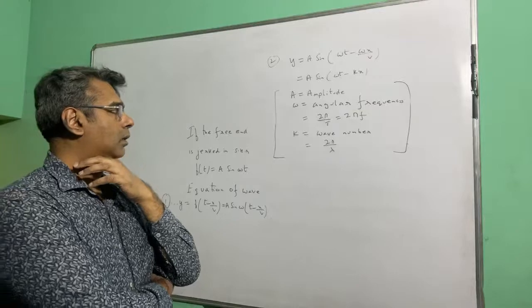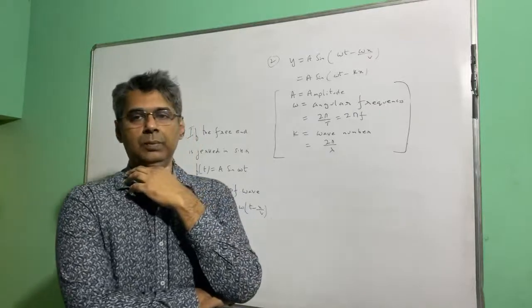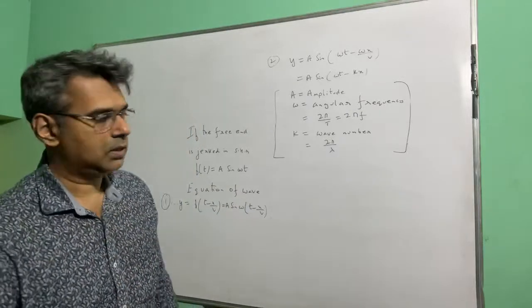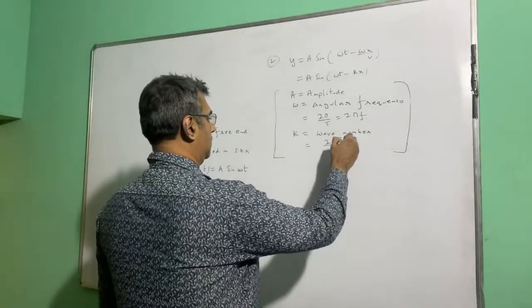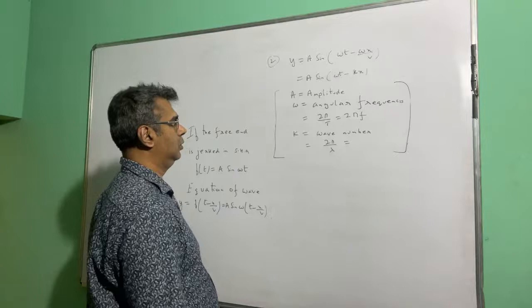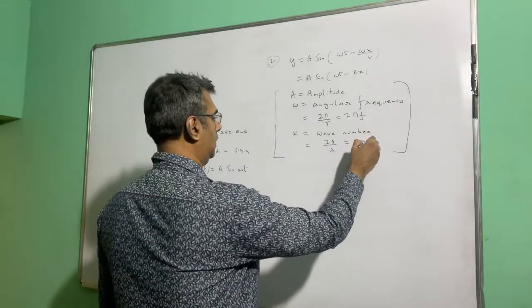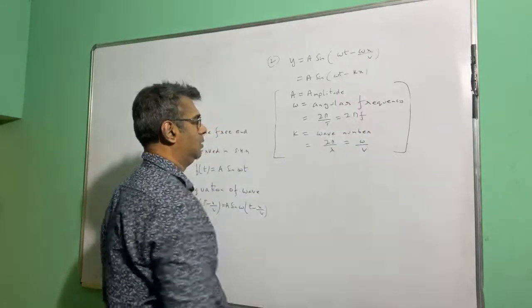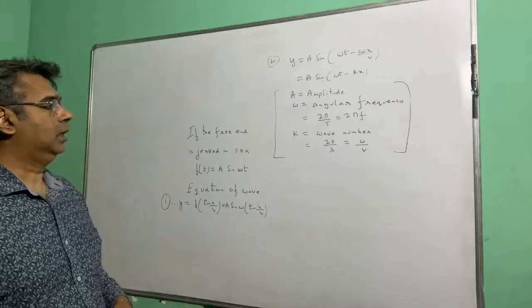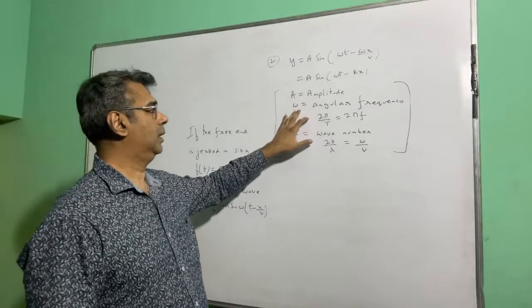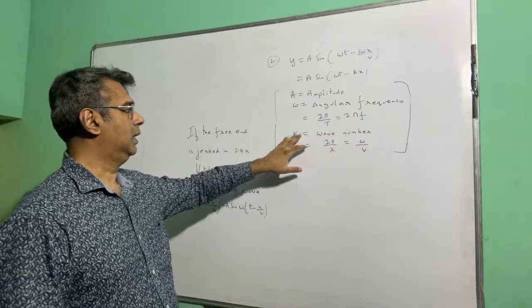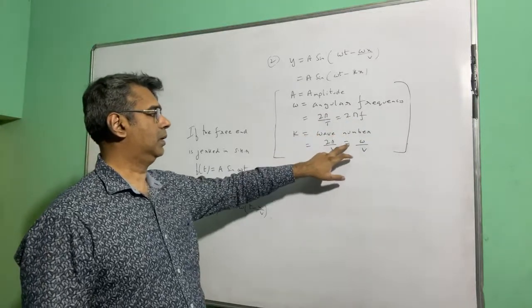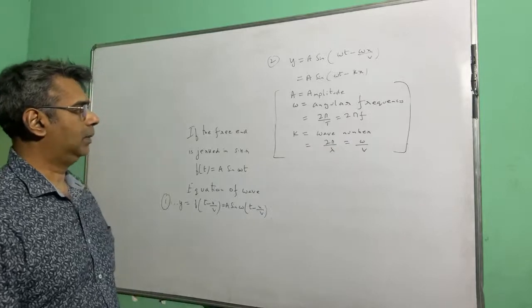By the way, what is wave number? It is 2 pi by wavelength. What is the definition of wave number? It is 2 pi by wavelength. And you have now also seen that wave number can be written as omega by v. So capital A is the amplitude, omega is the angular frequency, which is 2 pi by time period or 2 pi into frequency. k is the wave number, which is 2 pi by wavelength or omega by v.